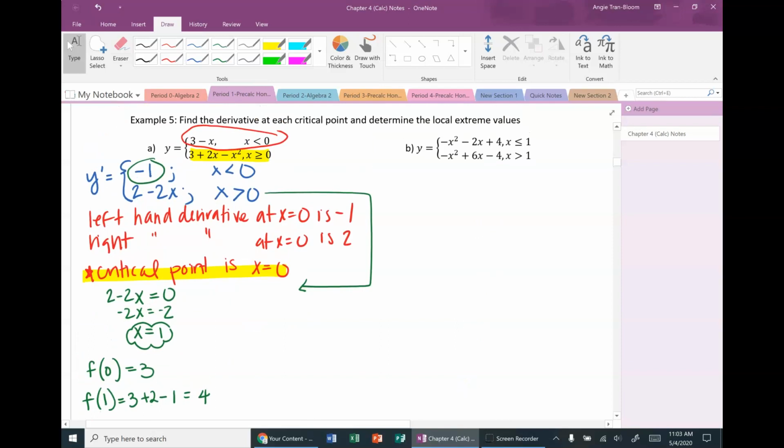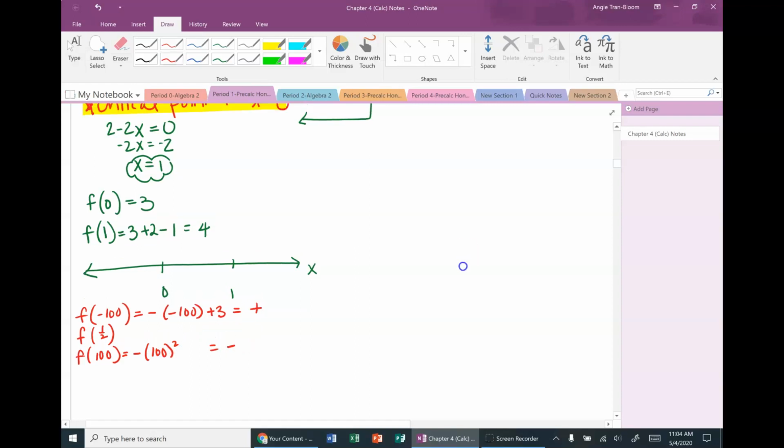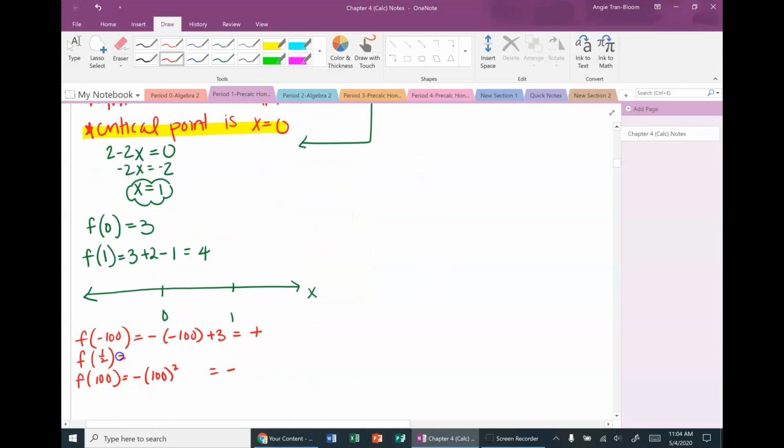The right side, which is 100. Now, the highest degree term is going to be a negative x squared. So let's see what happens. And that's just really negative 100 squared. That will always be negative. Now, let's plug in a half. When we plug in a half, which piece are we plugging in? We are going to plug into the second piece, 3 plus 2x minus x squared. So that's going to give us 3.75.